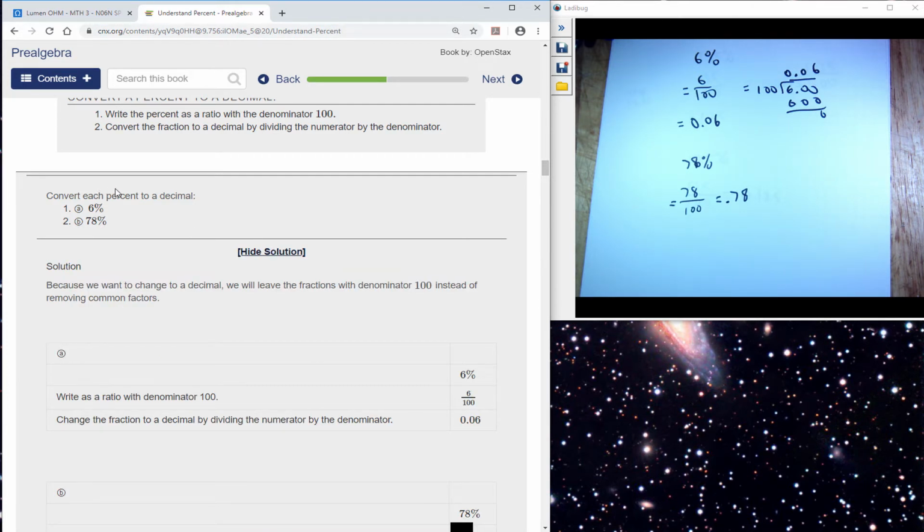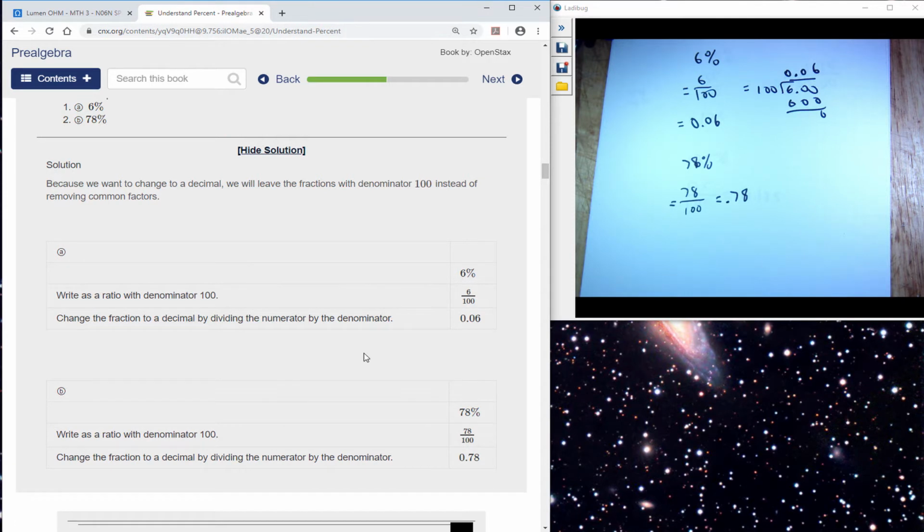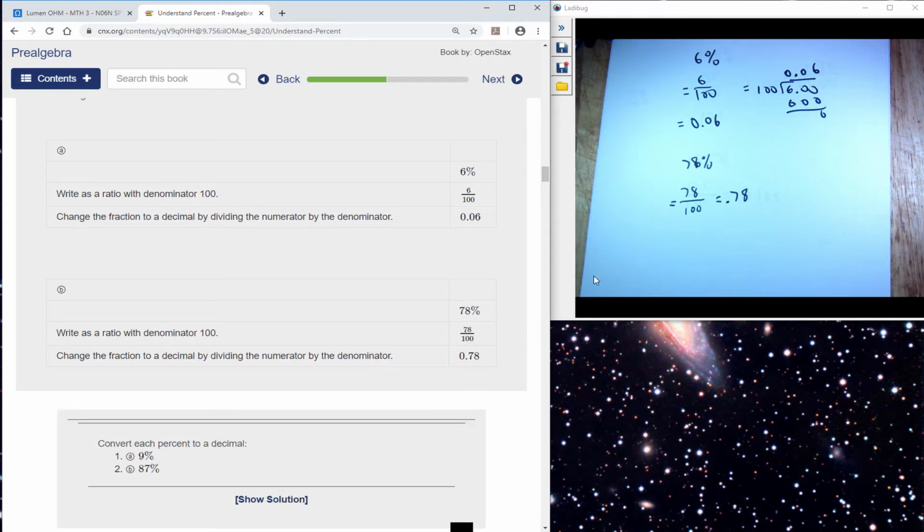So here, convert the percent to a decimal. So I put it over 100, and then I simply divide. Now you can do this on a calculator. And end up with 0.06. Next one here, I have 78%. So I put that over 100, and then I divide it out. And end up with 0.78.